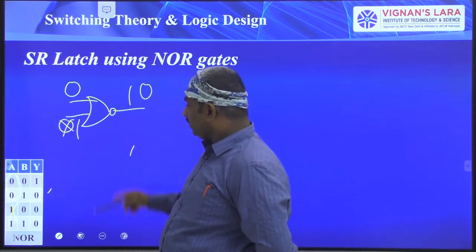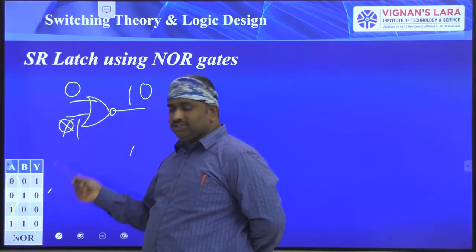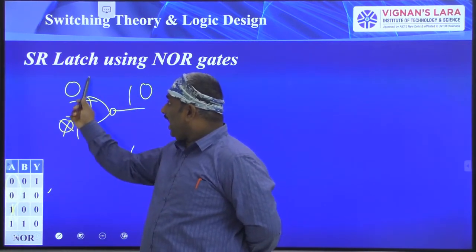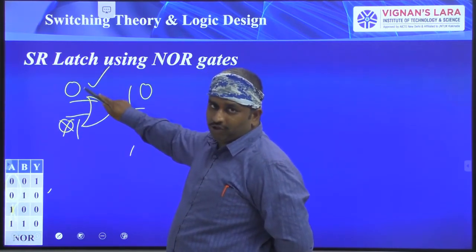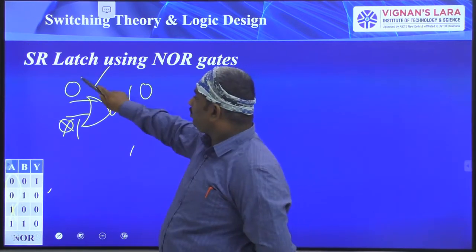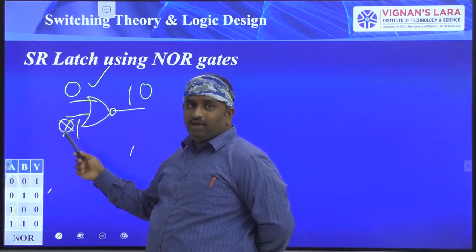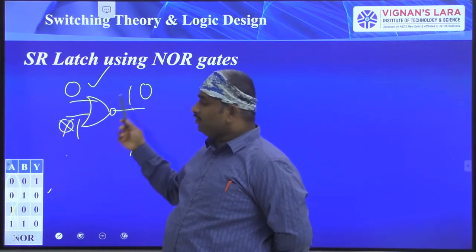See here, if the inputs are 0, 0, the output is 1. If 0, 1, the output is 0. In this, I have fixed one of the inputs of the NOR gate to always be 0. So if the second input is 0, the output is 1. If it is 1, the output is 0.